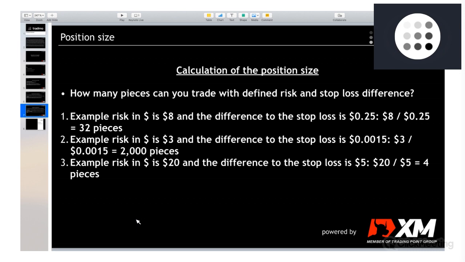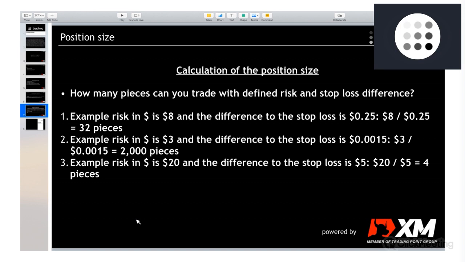For the first example, the risk in dollars should be $8. You have calculated this in the first 2 steps before. And the difference to the stop loss is 25 cents. Then you have to calculate $8 divided by 25 cents, and the result is the optimal position size. So in this example here, it is 32 pieces.